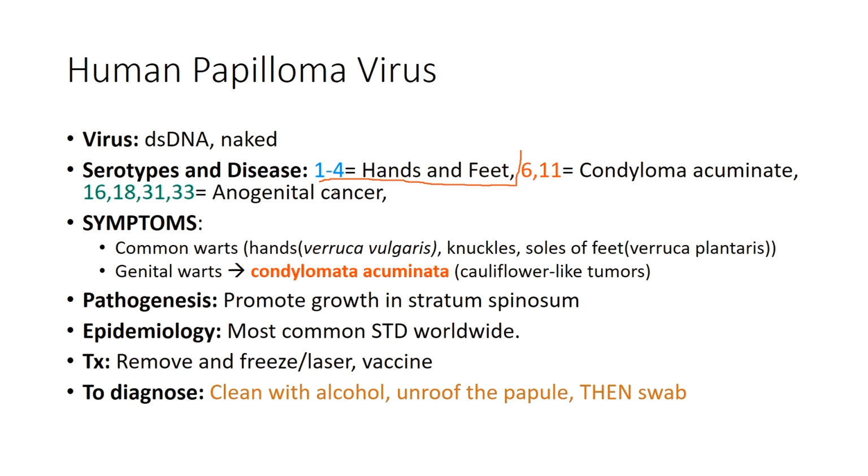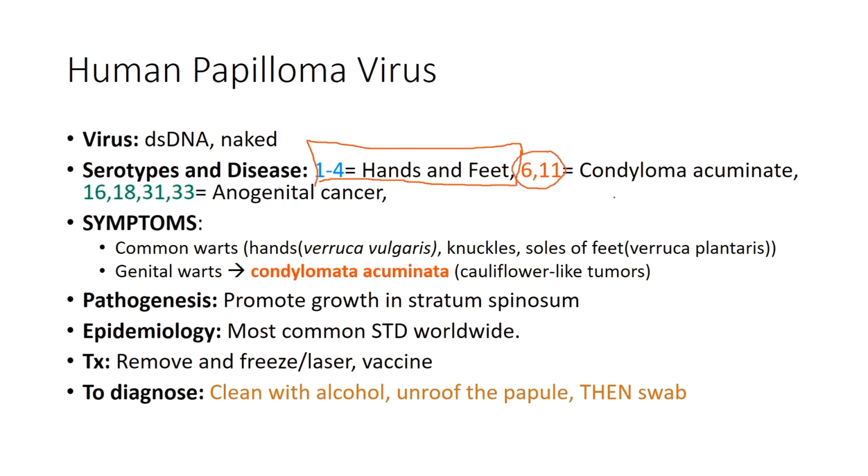So strains 1 through 4 cause the hands and foot warts, just general common warts. They often occur mainly in children, so just associate 1 through 4 with feet and hand warts for children. If it's in the feet, it causes plantar warts or verruca plantaris. If it's in the hands, it's verruca vulgaris, because you make vulgar signs with your hands.